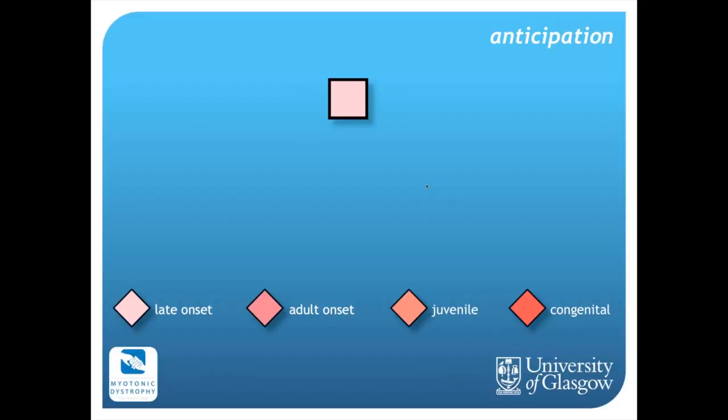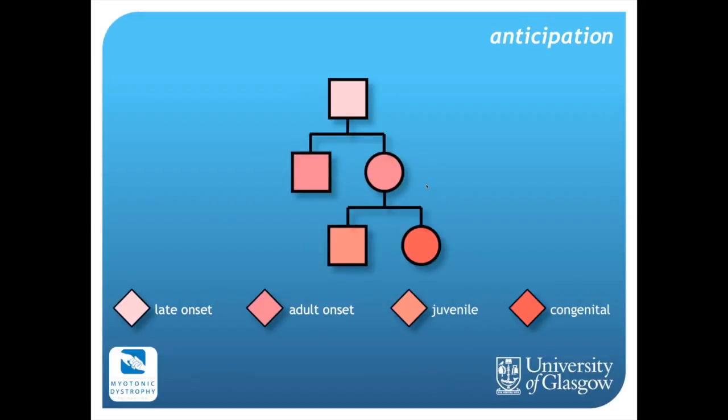next generation. However, as many of you will be aware, in myotonic dystrophy, it's not quite so simple, in that the severity of the disease, as we've said, is extremely variable, but that's not random. That follows a distinct pattern where in most families, the symptoms become worse in successive generations. I've illustrated that here on this family tree, where often the individual in the first generation only has a late onset form of the disease.